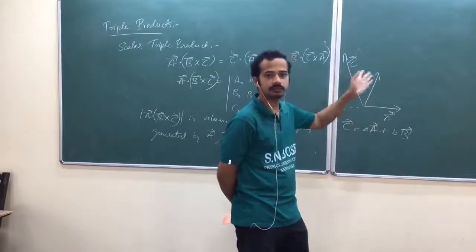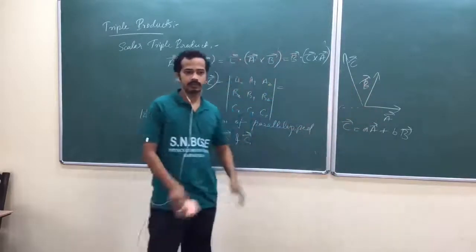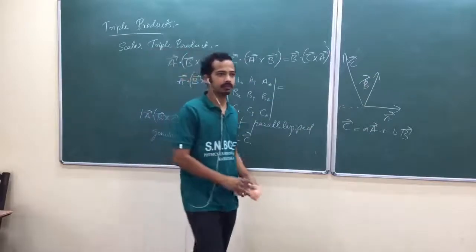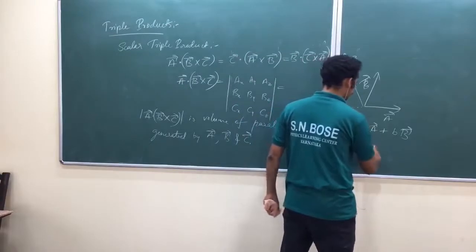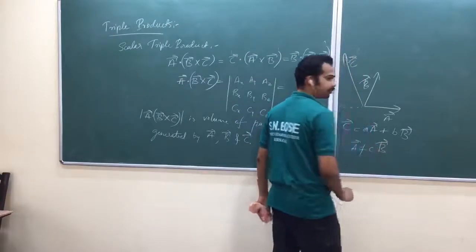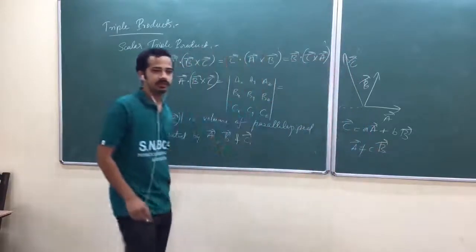Can you write A in terms of some constant multiple of B? No, both have the same direction, am I right? Multiplying by a scalar will not change the direction. You can't write A equal to some constant times B, remember, that cannot be written. Why? Because they have different directions.